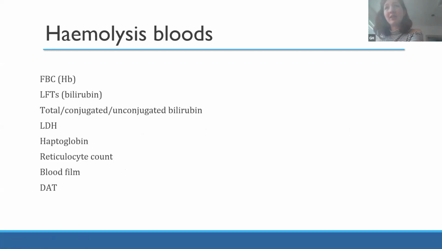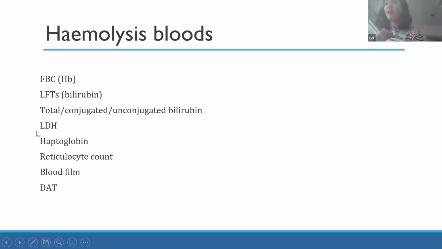So for the hemolysis, these are the hemolysis bloods. In anemia, your hemoglobin goes down. Because it's actually breaking up the erythrocytes, you've got a high unconjugated bilirubin. So when you do your LFTs, your bilirubin will be high. You'll often want to add on a blood test of total, conjugated, unconjugated bilirubin to check that it's unconjugated. Lactate dehydrogenase, you want to order that as a blood test. Haptoglobin, you want to order that as a blood test.